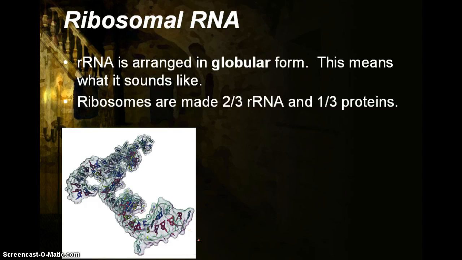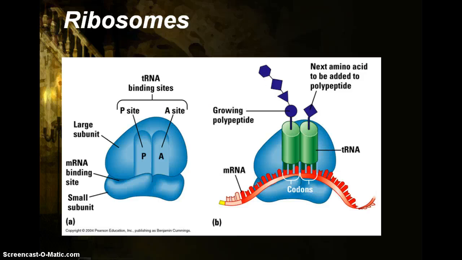Here's ribosomal RNA. This is what ribosomes are made of. It's arranged in globular form, and that means what it sounds like, which means it looks like a glob. So this is RNA and proteins. And here's a look at a ribosome. So they look like this. There's a small subunit and a large subunit, and they're divided by a space right here where the messenger RNA runs through and gets read like a printer. So you run it through there, it rolls its way through, and as it moves through, transfer RNAs bring in the appropriate amino acids and they make a big chain.